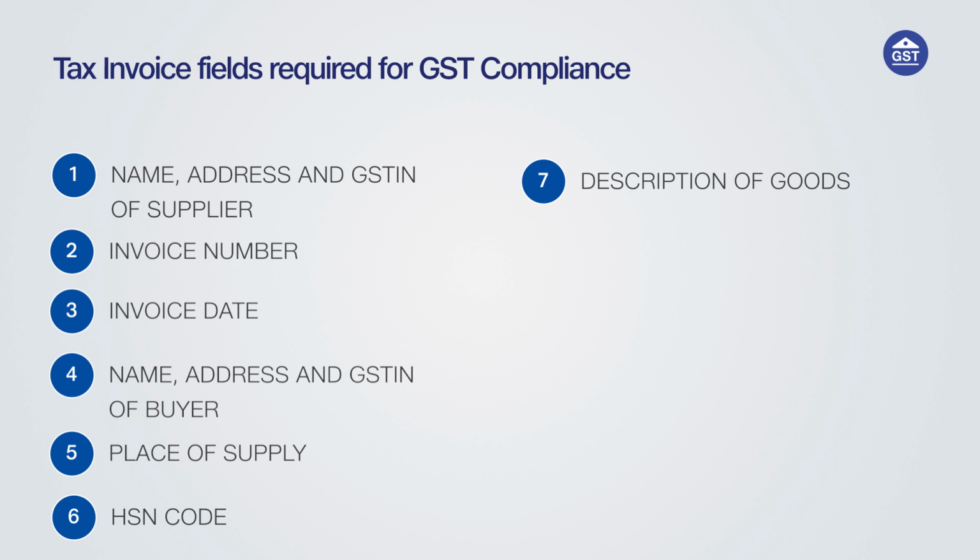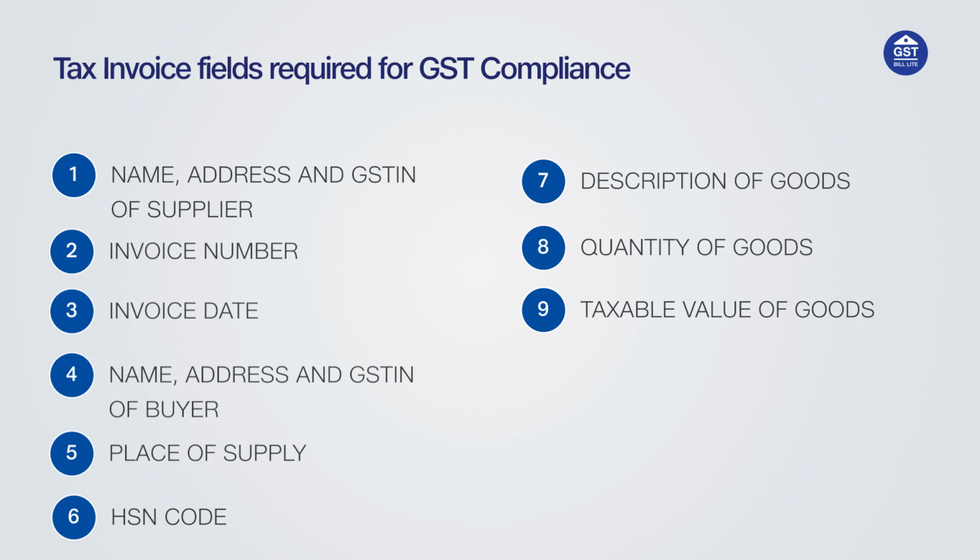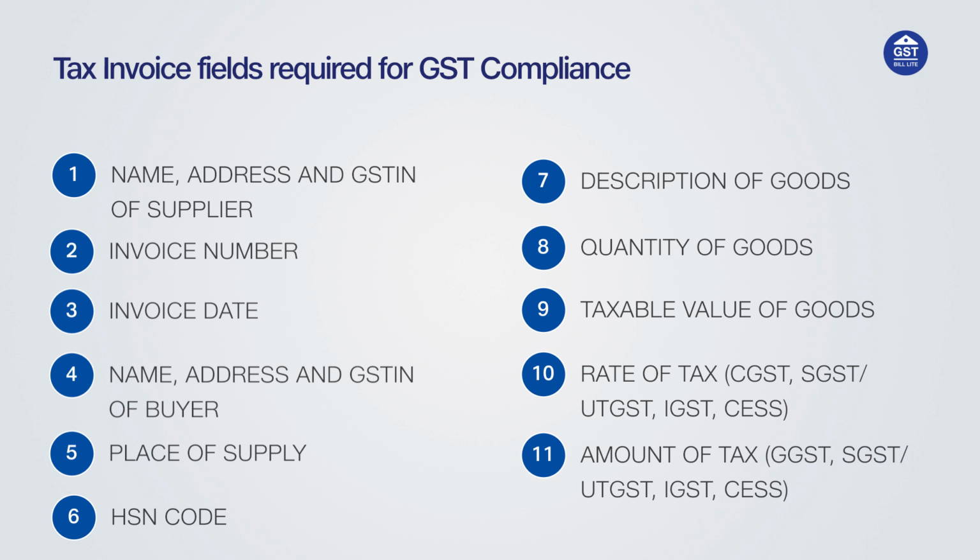Seventh, description of goods. Eighth, quantity of goods. Ninth, taxable value of goods. 10th, rate of tax. 11th, amount of tax.